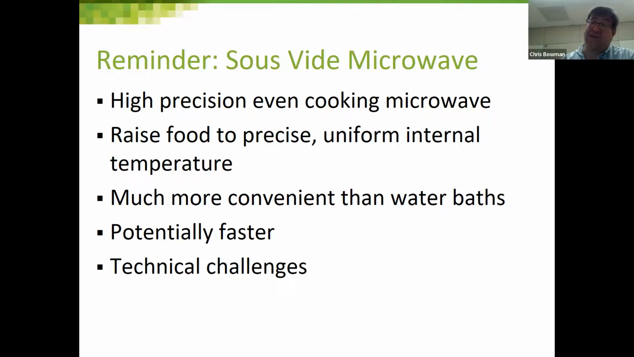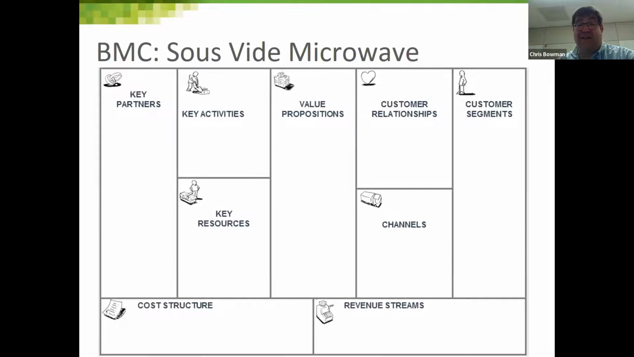It's more convenient than water baths. It's faster. There's technical challenges. What's my BMC going to look like for that? It's funny. I did this with a group of our summer entrepreneurs a couple of years ago. It was before the pandemic, and one of them was a medical doctor in training, and he said, never mind cooking. If you can deliver microwave energy in a very precise way, it's got huge medical applications in terms of tumor therapy, because you deliver heat to the tumor. You basically use that as a therapy to shrink the tumor away.